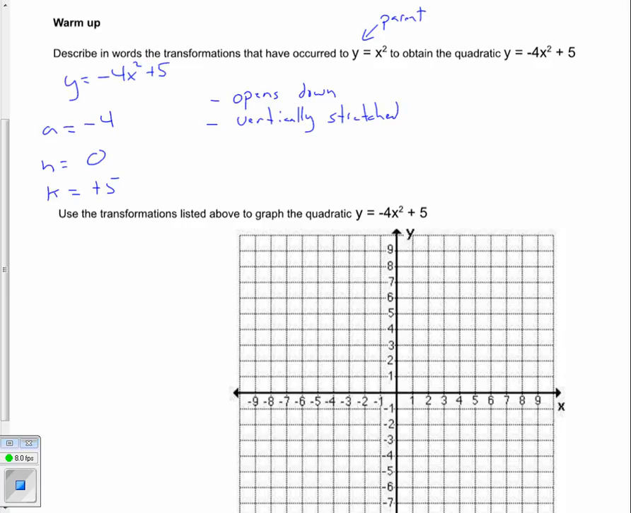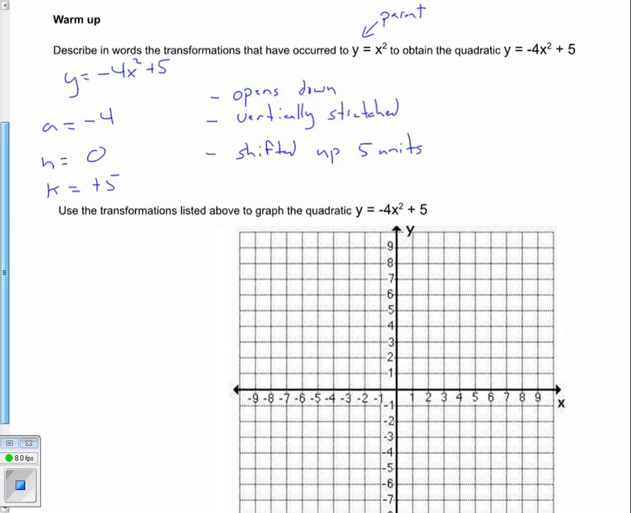There's no h value. The h value is 0, so that means there's no horizontal shift either to the left or to the right. But there is a k value change, and the k value is now plus 5. And so the k value means that it shifted up 5 units. So by identifying the a, h, k values, we can describe in words what has happened to this parabola from the parent form of the parabola.